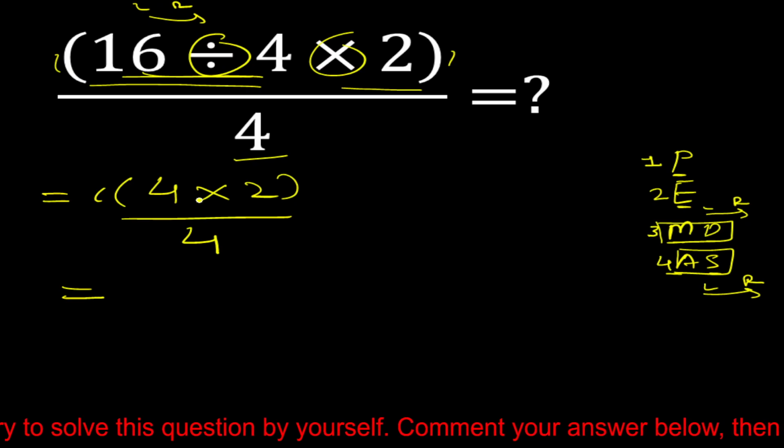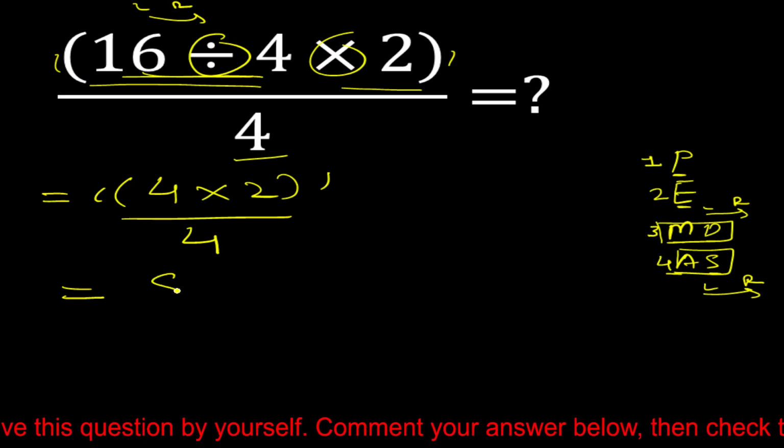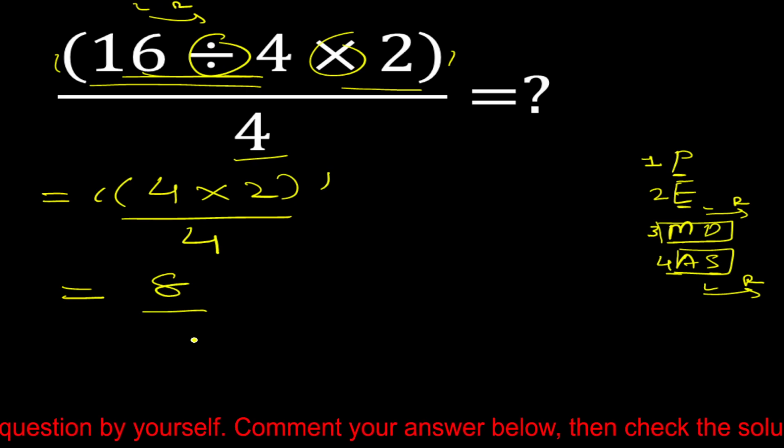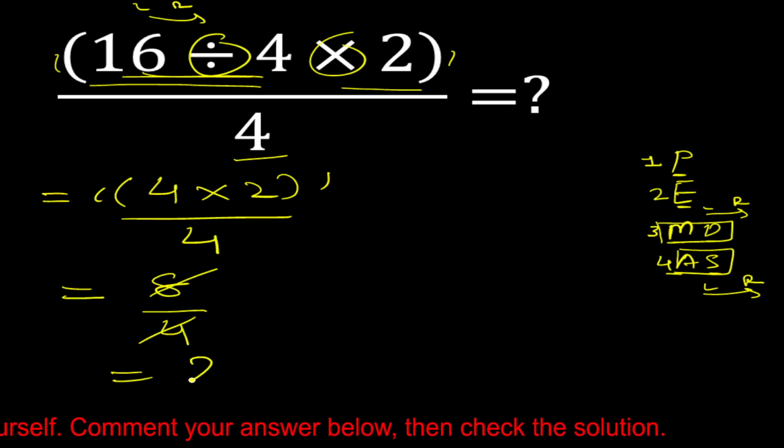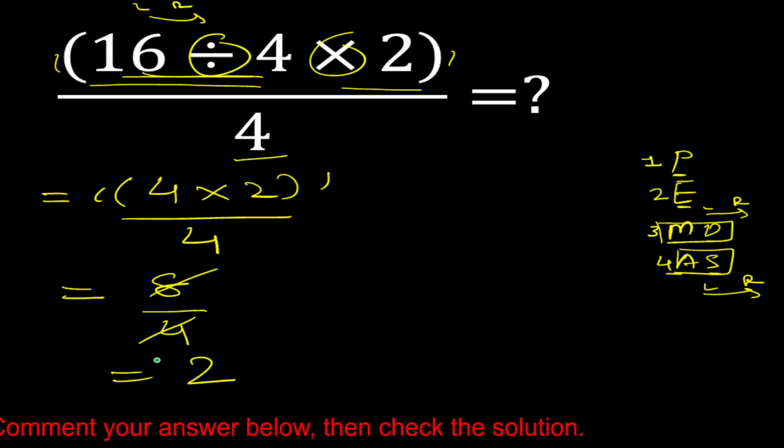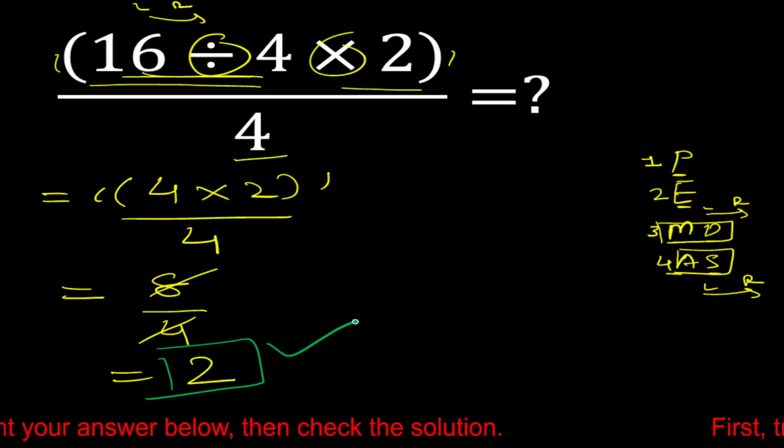Now first we have to solve this parentheses. So 4 multiply 2 is equal to 8, divided by 4. Okay. Now 8 divided by 4 is equal to 2. Okay. So the correct answer is 2.